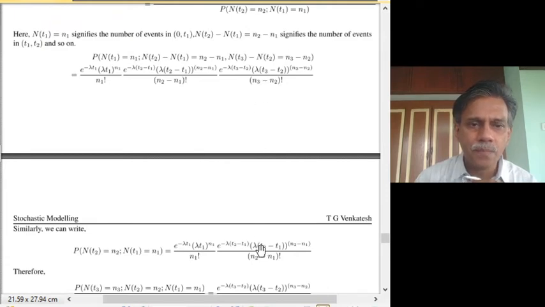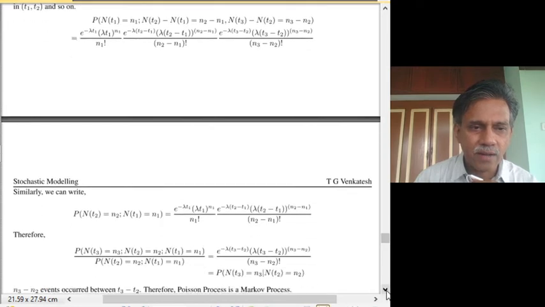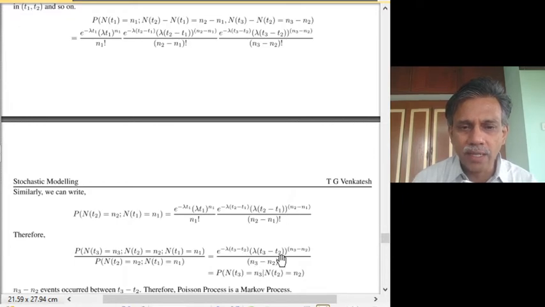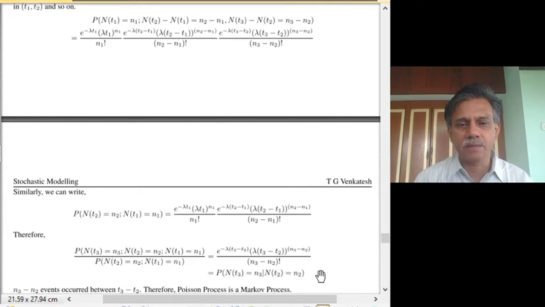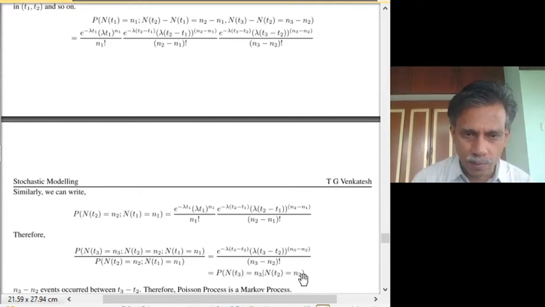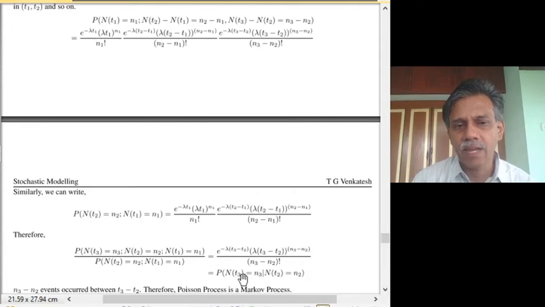If we divide, then we can see that this is simply equal to e power of minus lambda. The only thing that will survive is this e power of minus lambda into t3 minus t2 into lambda into t3 minus t2 power n3 minus n2 by n3 minus n2 factorial, which is again nothing but this conditional probability, that is n of t3 equal to n3 given n of t2 equal to n2. Therefore, we will see that the Markovian property has been obeyed by the Poisson stochastic process.